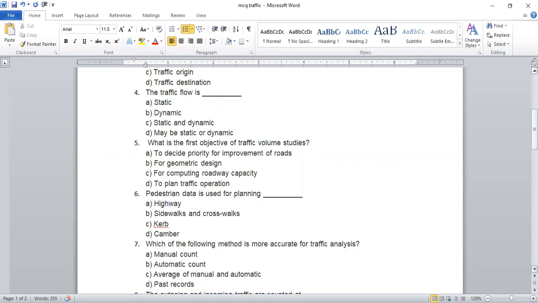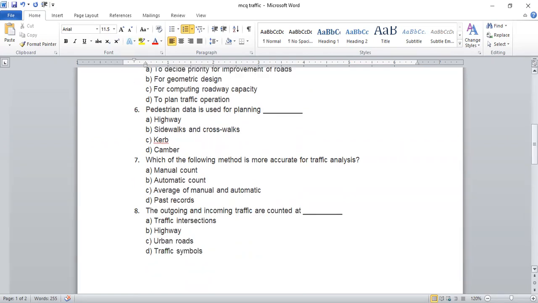What is the first objective of traffic volume studies? Means, for what purposes do we have to do this traffic volume study? So we'll see what the options are here. One is to decide the priority for improvement of roads, for geometric design, for computing roadway capacity, and to plan the traffic operation. From all these options, the most important point is to decide the priority for the improvement of the roads. So option number one is the correct answer for question number five.